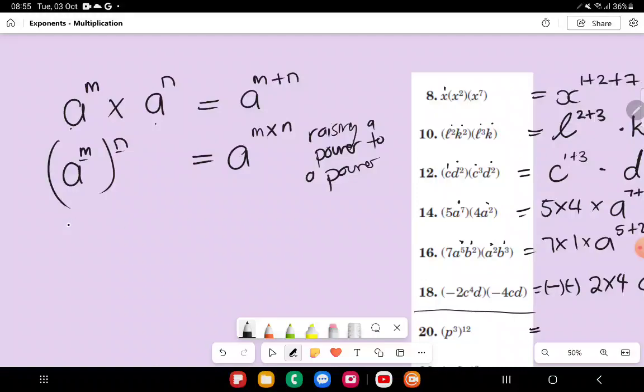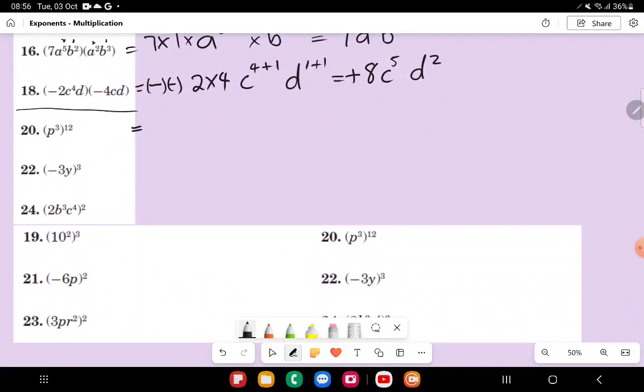Another way of looking at the same rule is if I have ab inside the bracket and I have m outside. This m applies to both, so it becomes a^m b^m. 1 times m and 1 times m on both of them. Let's look at question 20. I have p^3 to the power of 12, 3 times 12 gives me p^36.